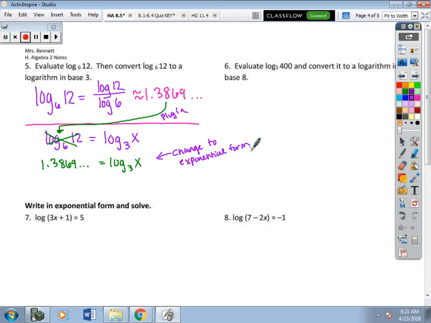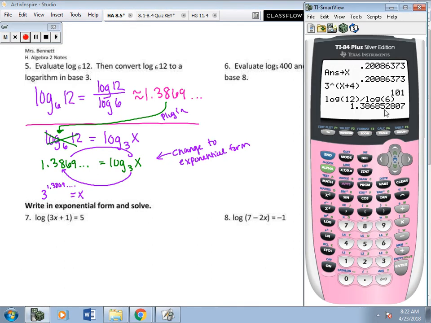So this will become, the base stays the base, remember? So this would be base of 3 to this power equals x. It's kind of not counterclockwise like normal because log's on the other side. But the base of the logarithm becomes the base of the exponent. So this will be 3 to the 1.3869 yada yada yada power will equal x. So in order to do this in our calculator, I want to take this big long number and store it for x. And then I'm going to raise 3 to that power. So I'm going to raise 3 to the x power.